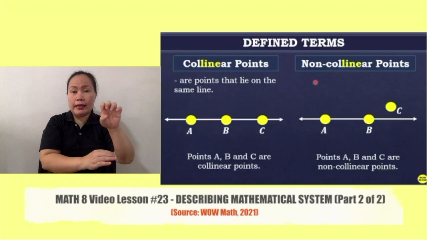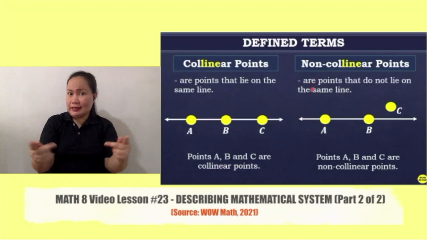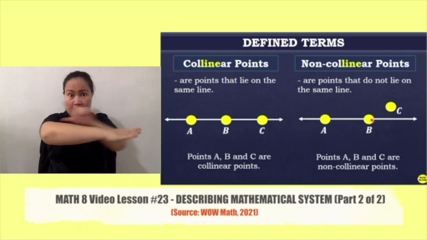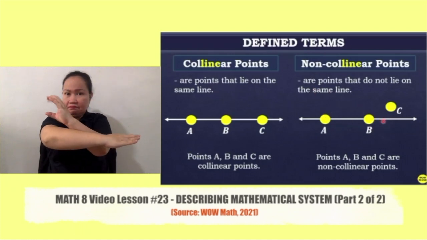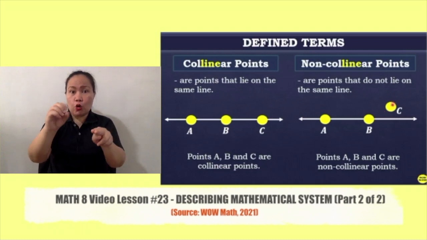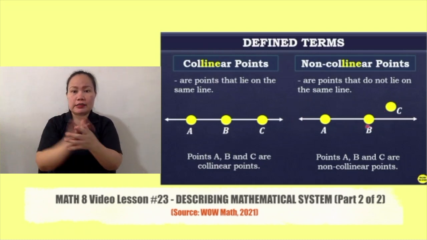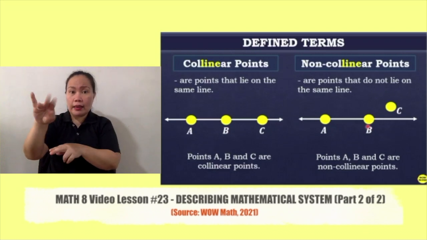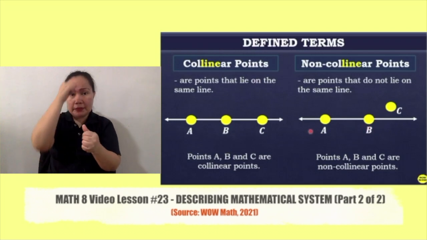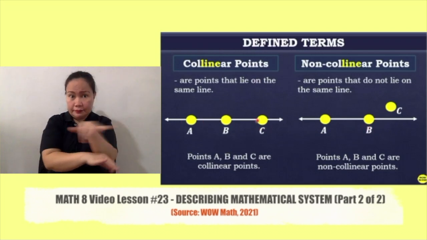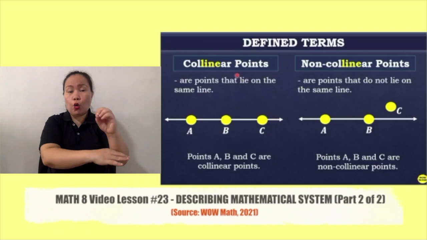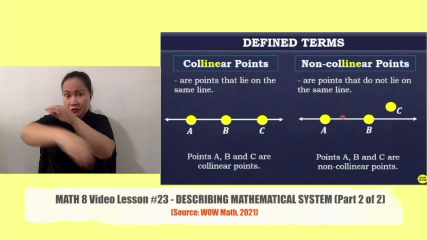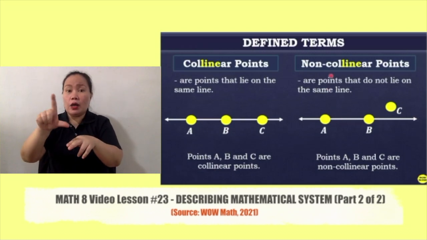Next. Non-collinear, so it's the opposite. These are points that do not lie on the same line. As you can see, point A and point B are on the line, but C is not. So this is an example where our points are non-collinear. So that is all you need to remember. When you see that the points are on the same line, collinear. When you see that the points are not on one line, that is non-collinear.